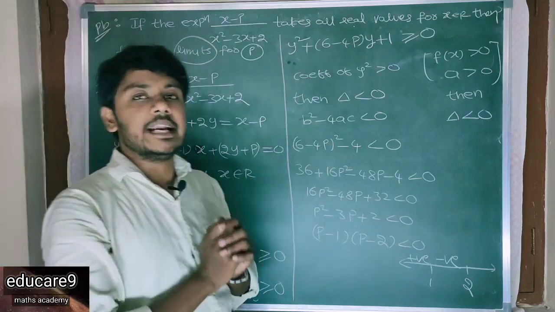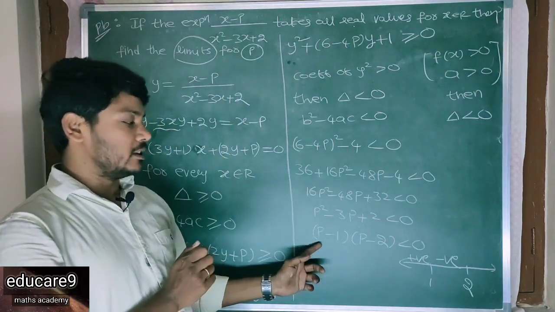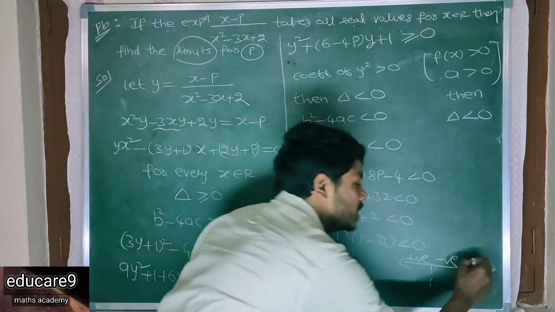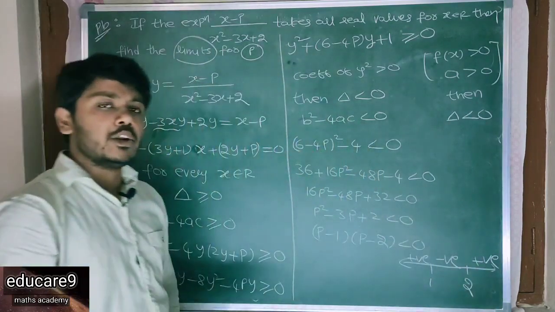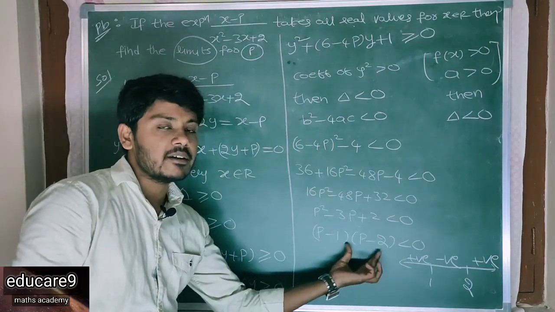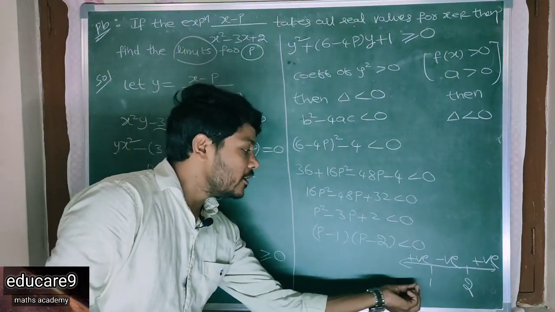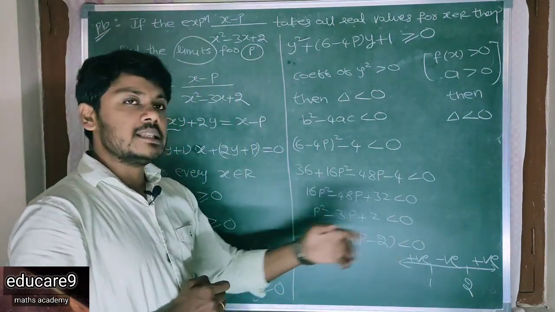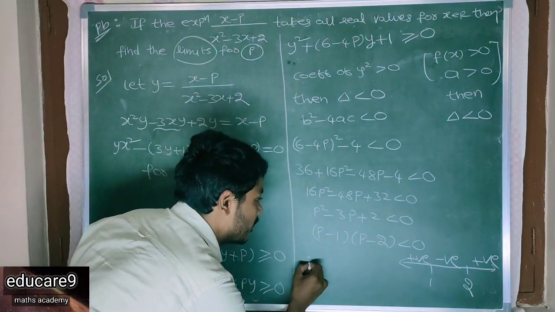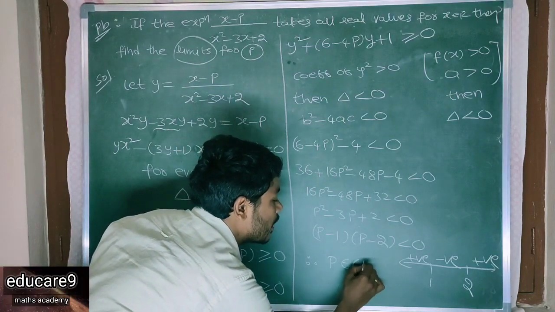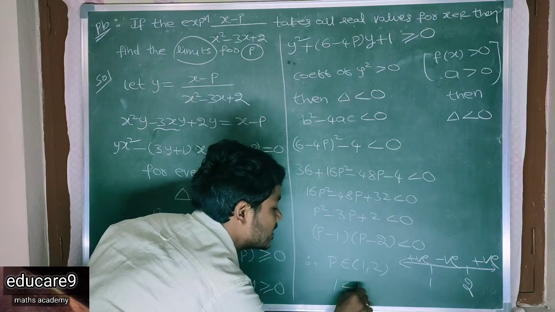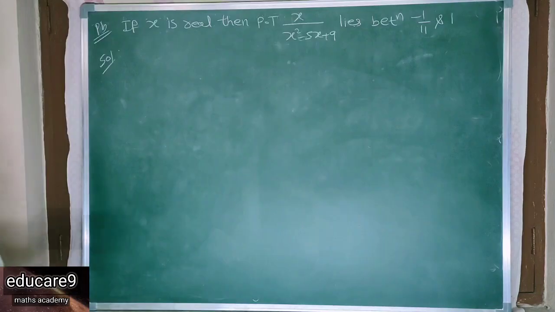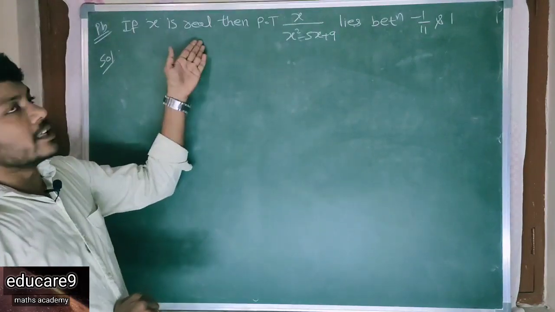If p value is greater than 2, for example 3, 3 minus 1 is positive, 3 minus 2 is positive, positive into positive, you get positive. But here you want a negative sign. Where it is negative, if p lies in this interval, then only this expression is negative. So therefore p belongs to (1, 2), that is 1 less than p less than 2. So these are the limits of p.